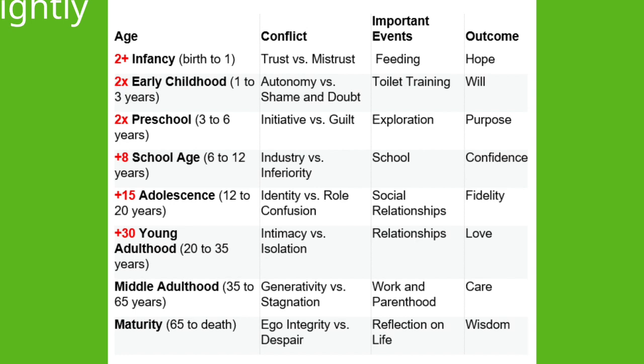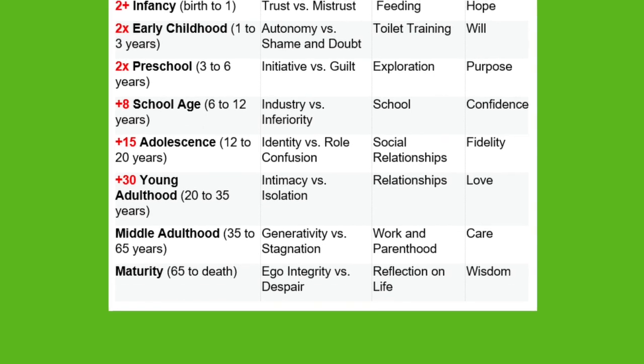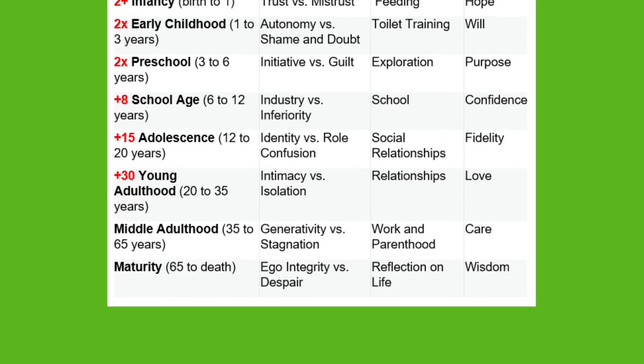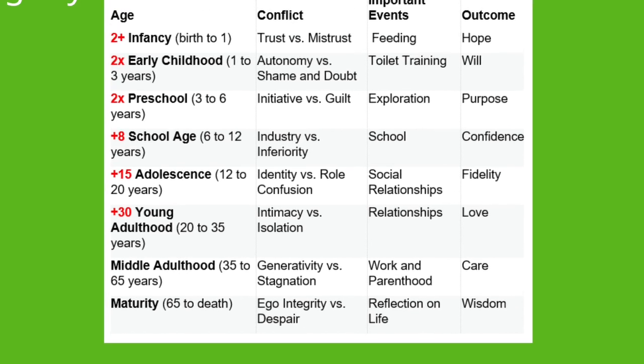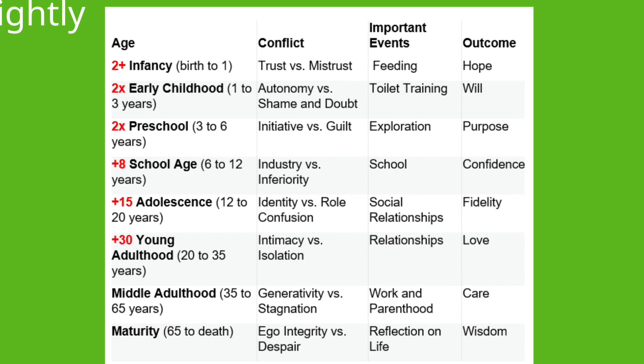Okay, in this one you don't have to write an age there because you already finished at 65. So 65 and older is another super high yield stage, which is ego integrity versus despair. And just like that, if you do 2 plus 2 times 2 plus 8 plus 15 plus 30, if you memorize just that, you will get to the age group.